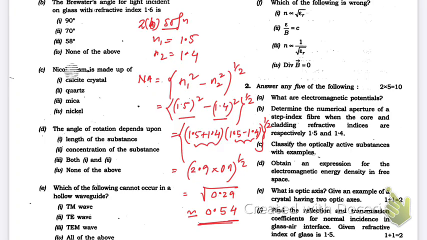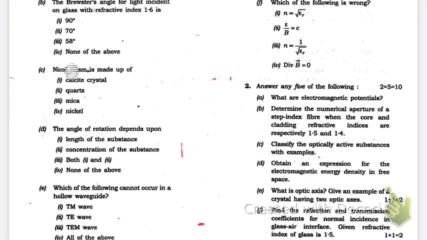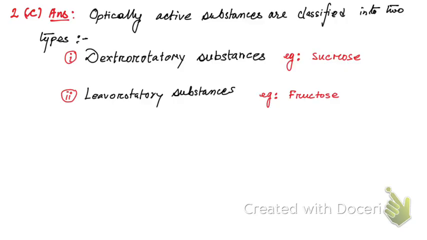So now let me erase this. Okay, now let me answer question number 2C. Classify the optically active substances with examples. So let me write the answer. So here is the answer to question number 2C. Okay, take the screenshot.